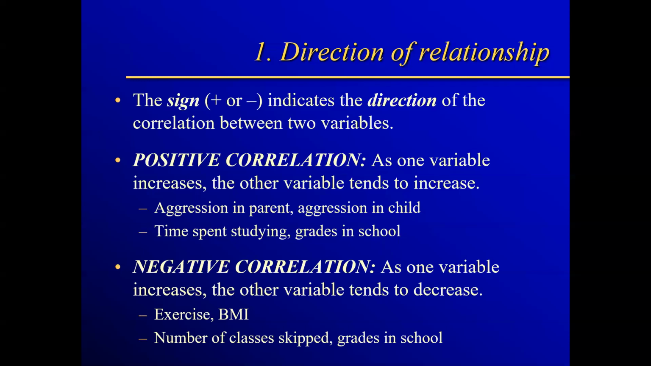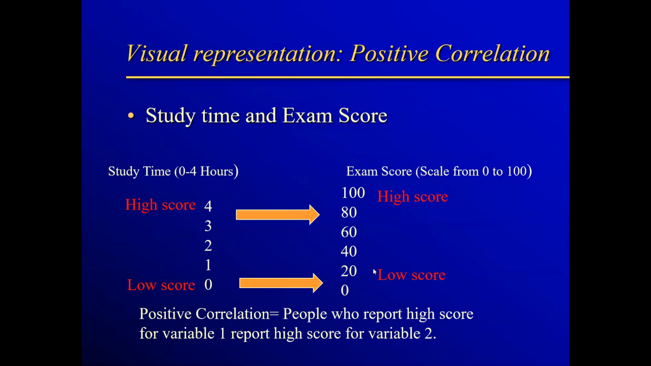Negative correlation is kind of the exact opposite. As one variable increases, the other variable tends to decrease. So people who report higher amounts of exercise traditionally have lower BMI. People who skip more classes have lower grades in school, right? More of one variable is related to lower of the other variable. Hopefully this difference between positive and negative correlation isn't new to you. I've been referencing it all semester, and I believe people have had experiences with correlations prior to this class, so hopefully it's not a new idea.